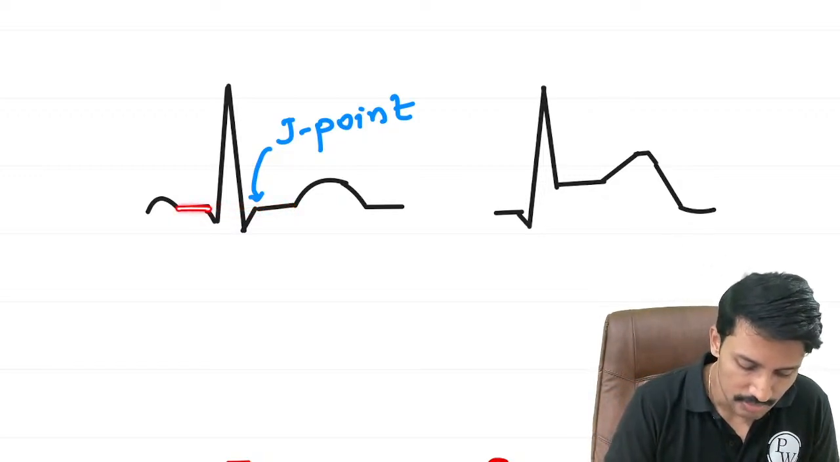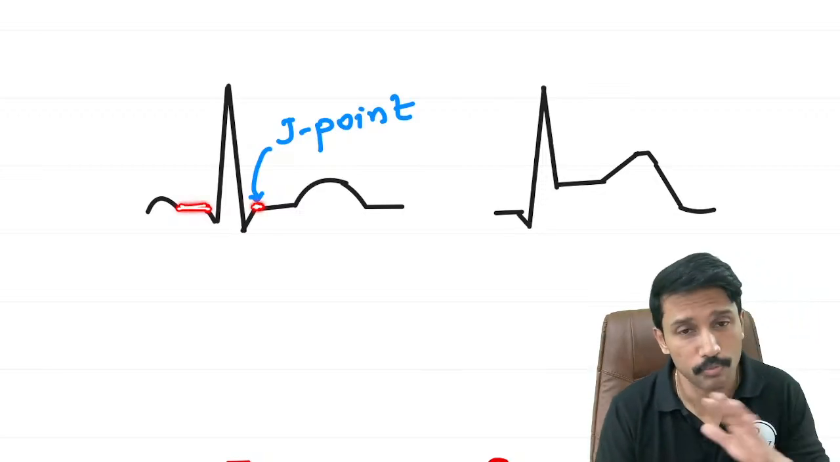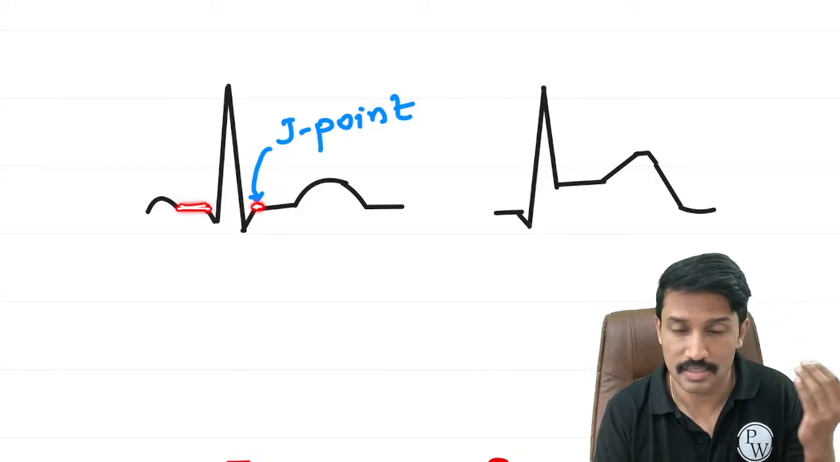So if this is the PR segment, this is the J point. In this picture one, both of them are on the baseline. So I wouldn't say that there is ST elevation.